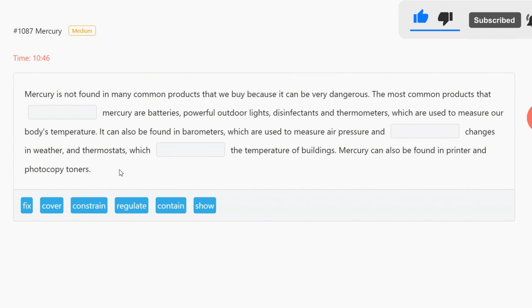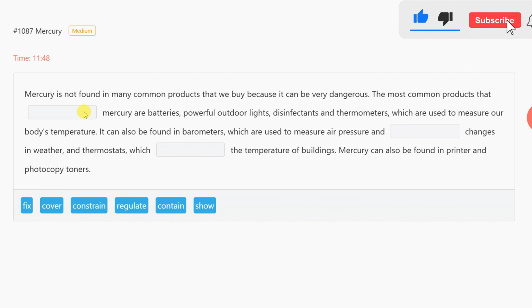Mercury can also be found in printer and photocopy toners. Nice and simple. Let's understand what is the context of this whole paragraph. Mercury is found in certain products, like we have talked about batteries, thermometers, and barometers, and we talked about the properties of all of these, but it's dangerous. So it's not commonly used. This is what the paragraph is trying to tell us.